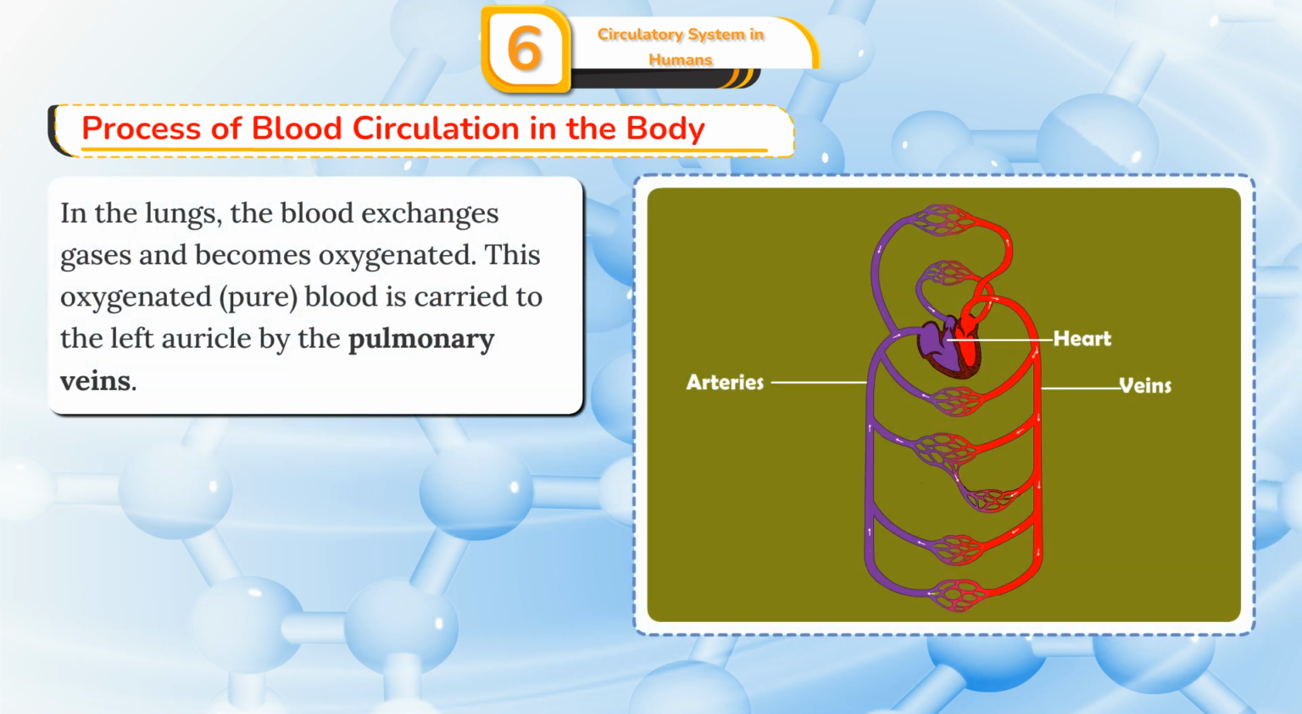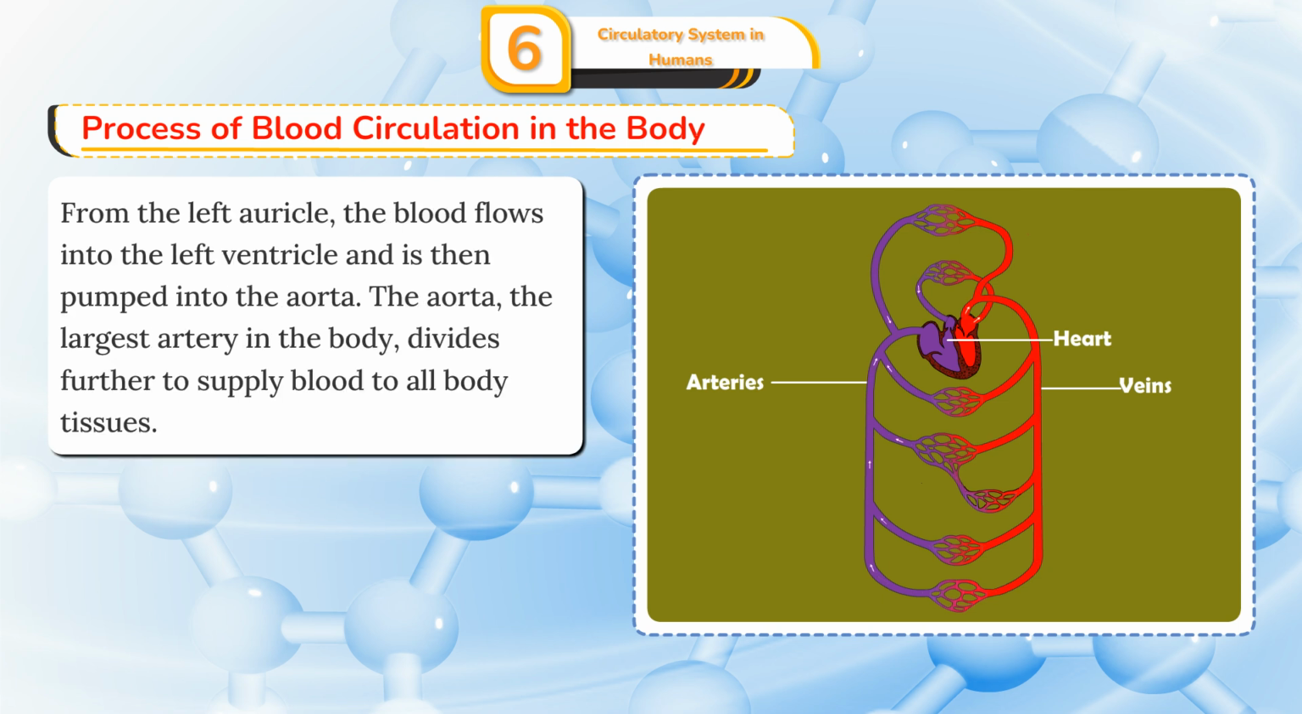In the lungs, the blood exchanges gases and becomes oxygenated. This oxygenated pure blood is carried to the left auricle by the pulmonary veins. From the left auricle, the blood flows into the left ventricle and is then pumped into the aorta. The aorta, the largest artery in the body, divides further to supply blood to all body tissues.